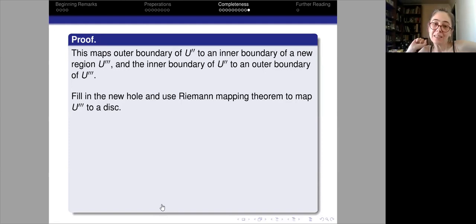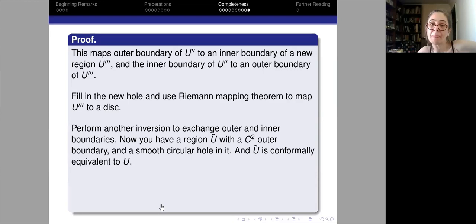So then fill in the new hole. Now this is a domain with the Jordan curve as the outer boundary and a circular hole inside that domain. Now we fill in the new hole and use Riemann mapping theorem again and map U triple prime to a disk. Then of course we perform another inversion to exchange the outer and inner boundaries again. Now you have a region U tilde with smooth outer boundary and a smooth circular hole in it. And this U tilde is conformally equivalent to U.